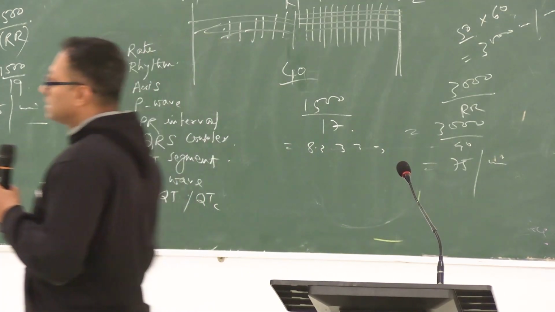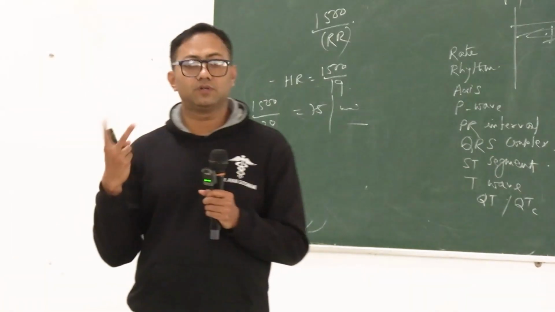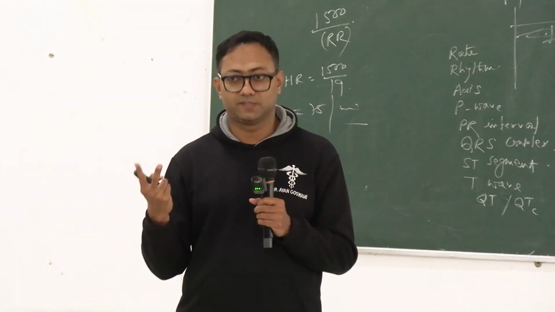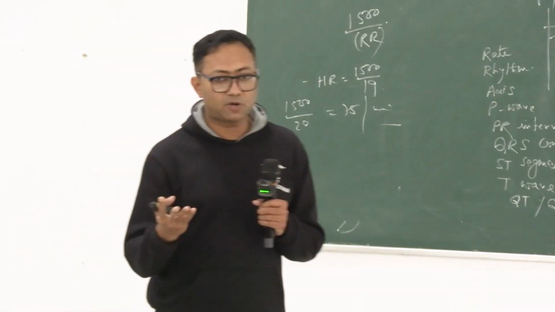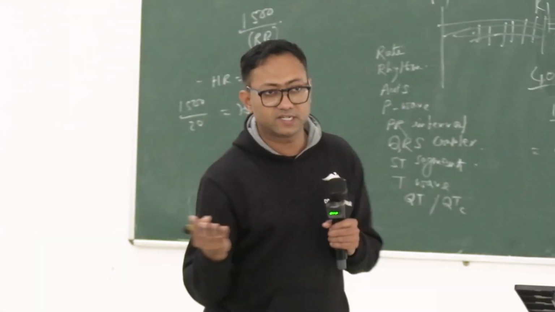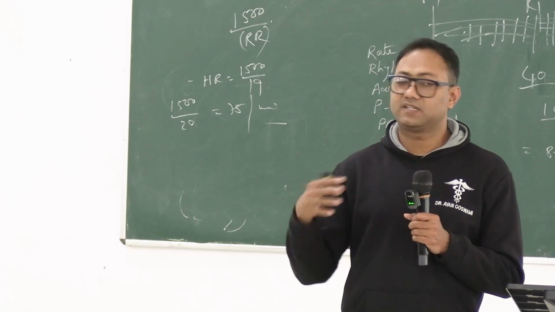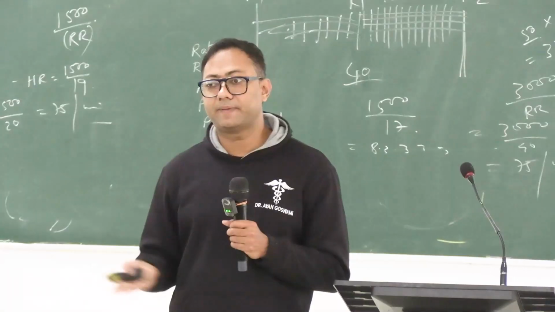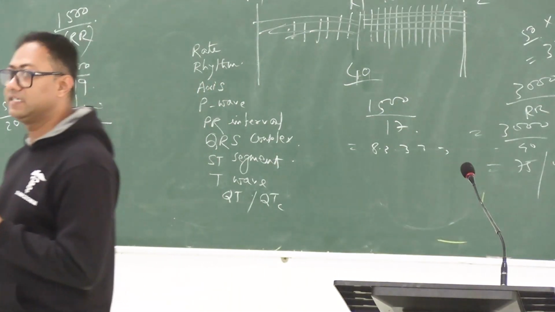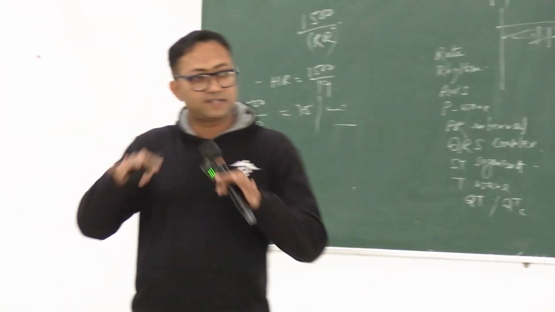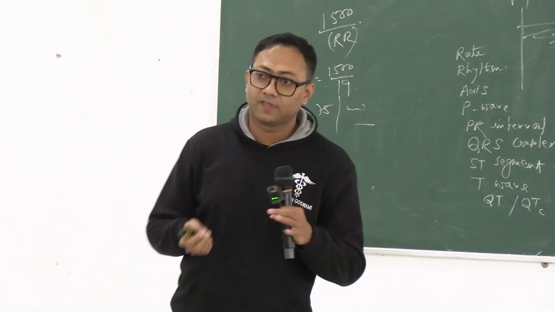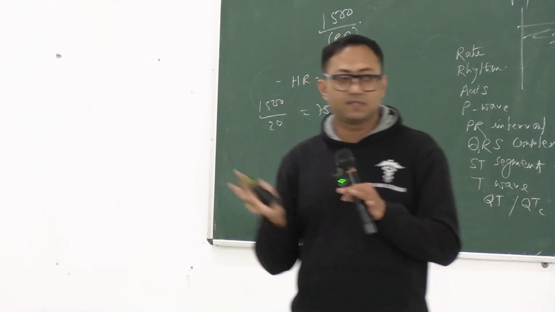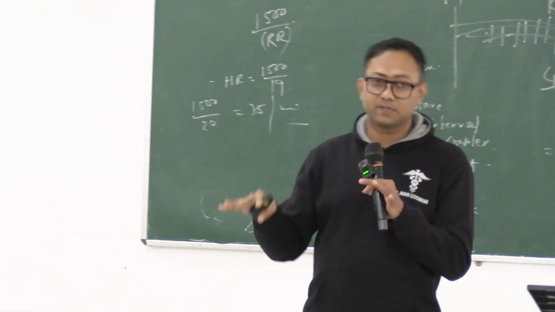Because your heart rate is determined mainly by two nervous systems. One is the autonomic nervous system, right? It has a sympathetic component and a parasympathetic component. The sympathetic component tries to increase your heart rate, and the parasympathetic component tries to decrease your heart rate. So there is always a tussle between the sympathetic system and the parasympathetic system, right? Sometimes the sympathetic system wins, sometimes the parasympathetic system wins.